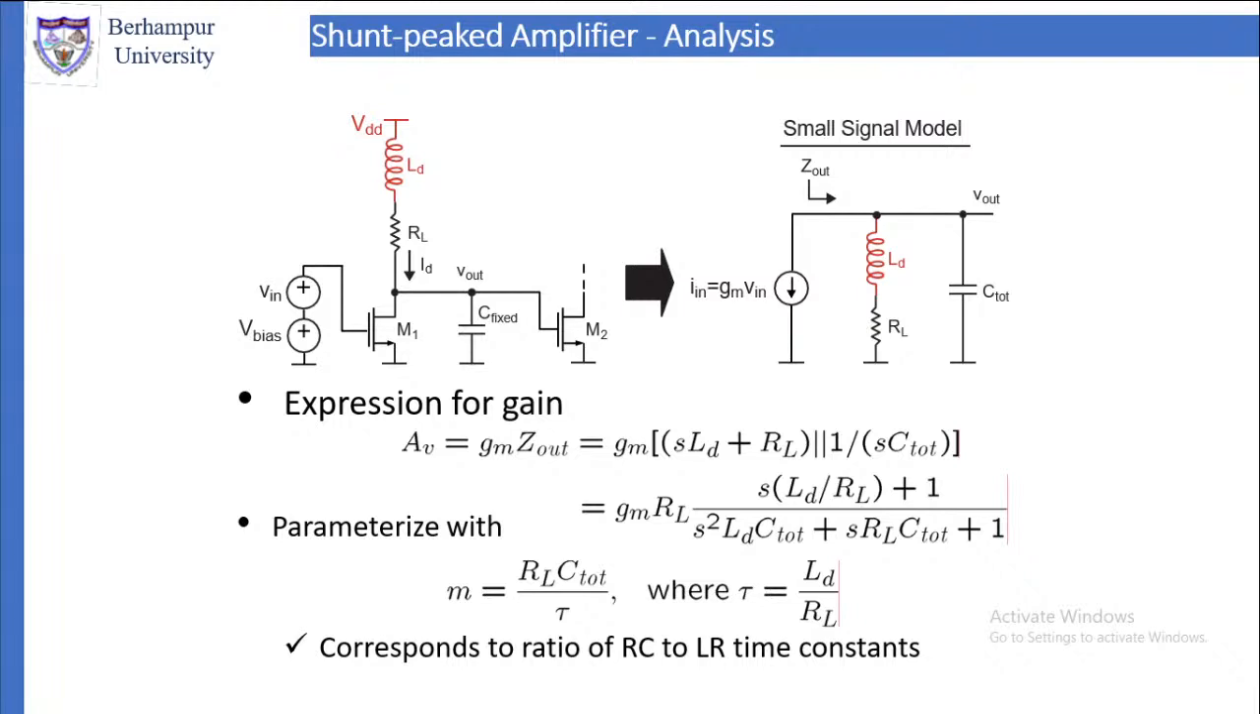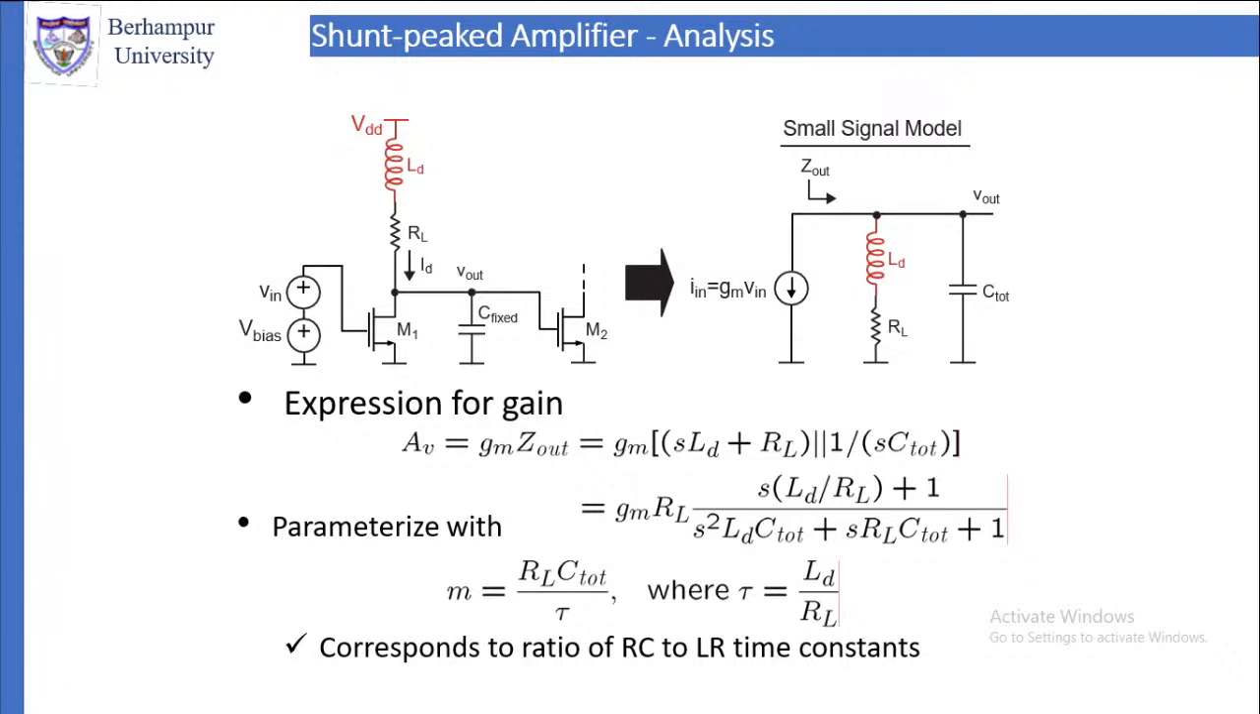Now C total into RL, let me define this as M into tau. RL into C total, let me define it as M into tau. So the first term becomes S square into tau into M into tau, which means the first term is S square into tau square into M. The second term will be S into RL into C total. RL into C total is M into tau. So S into M into tau is the second term. The third term is plus 1.